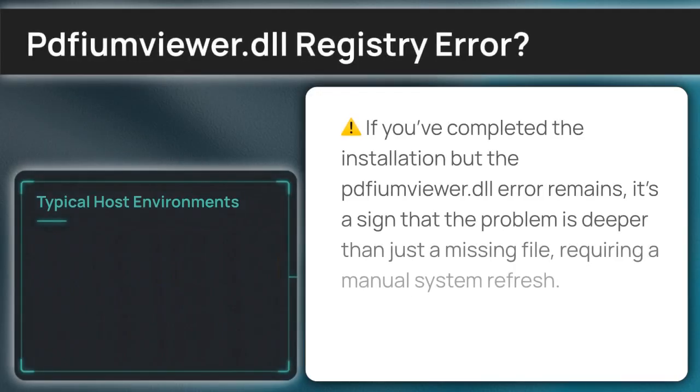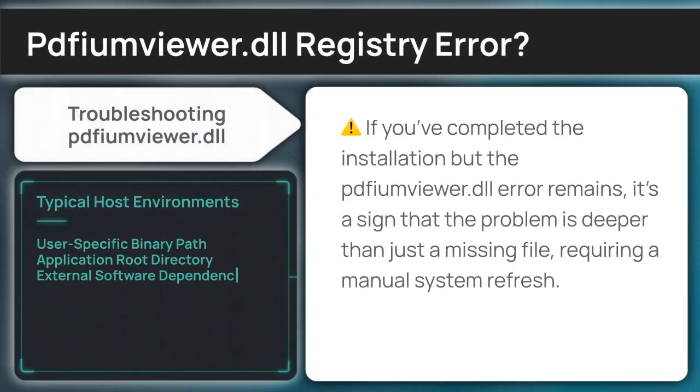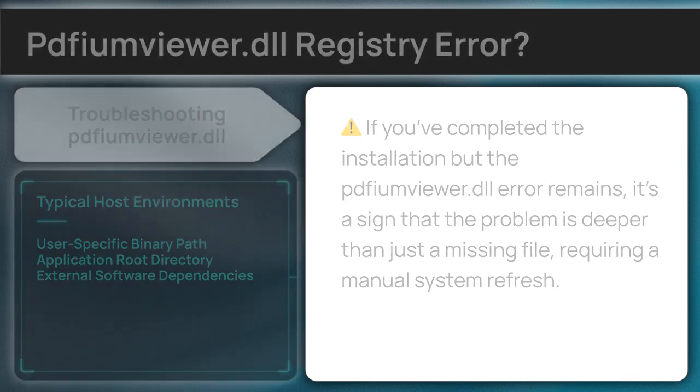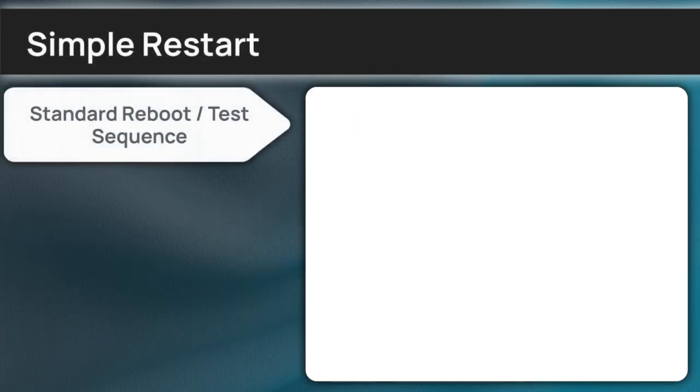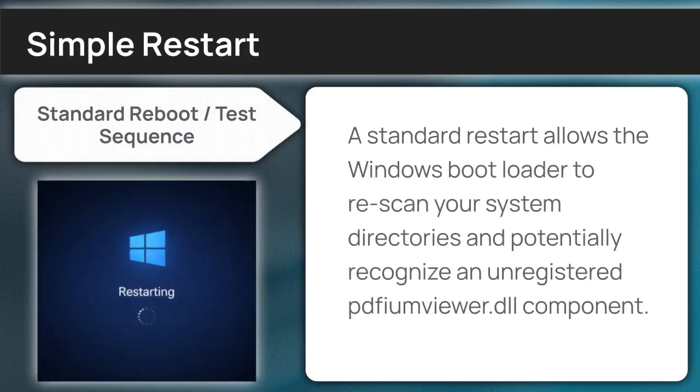If that initial setup didn't clear the pop-up, let's examine the specific initialization sequence assigned to your application's directory. A full system restart ensures that no background processes are currently locking the Pdfiumviewer module file. A fresh boot allows Windows to reinitialize its library map from a clean state.